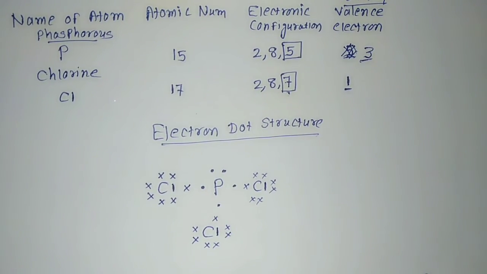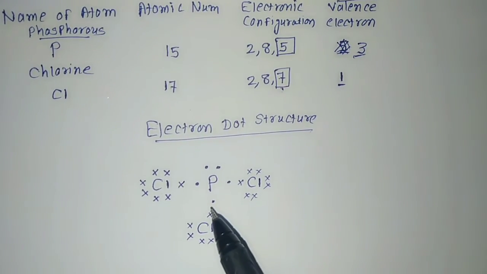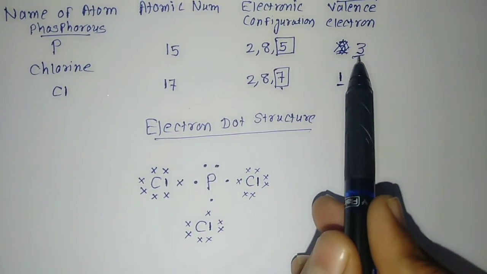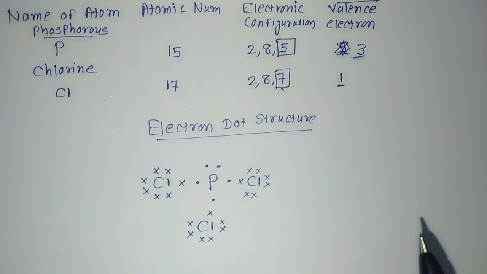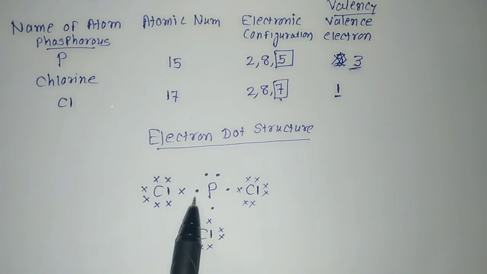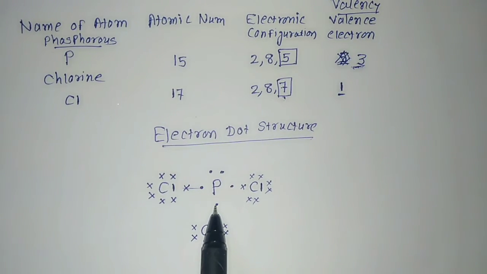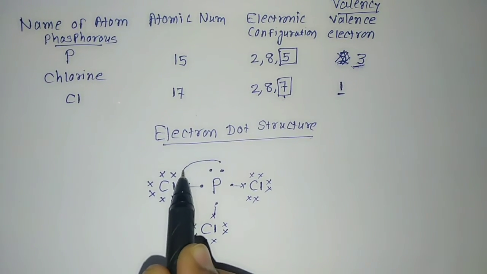Now how does the covalent bond form over here? We will see. First of all we will talk about phosphorus. It has to complete by making 3 covalent bonds, as we saw that its valency is 3. So it wants to make 3 covalent bonds. You can see it makes one covalent bond over here, another one here, and another one here. So it will complete its octet.